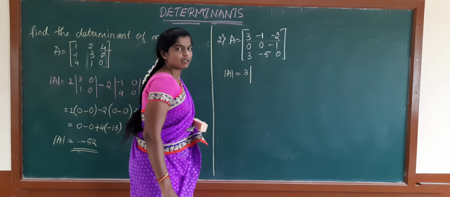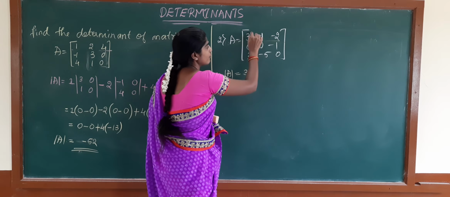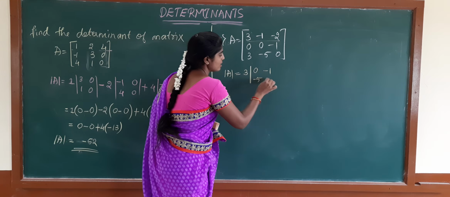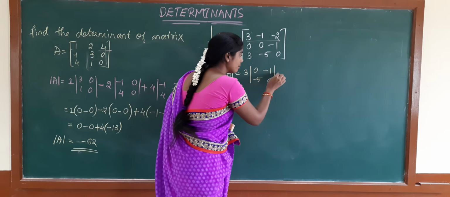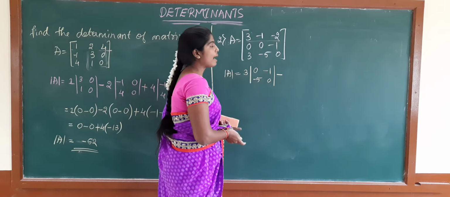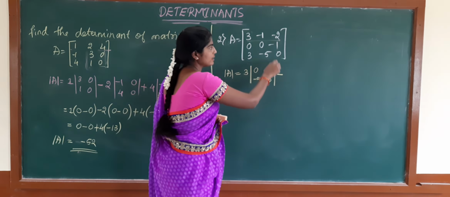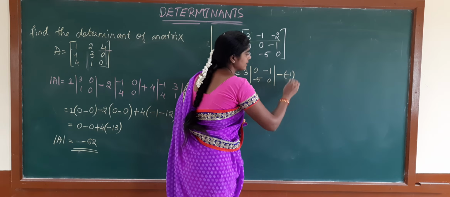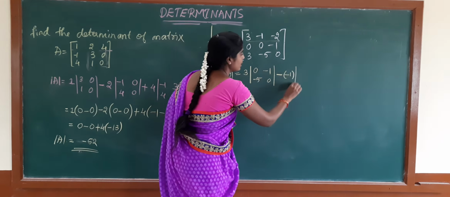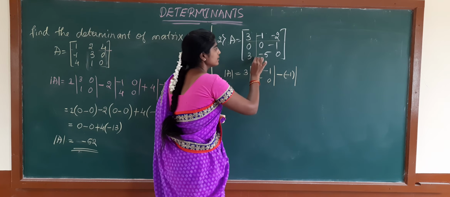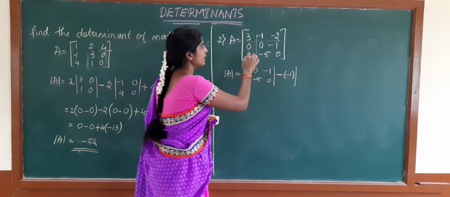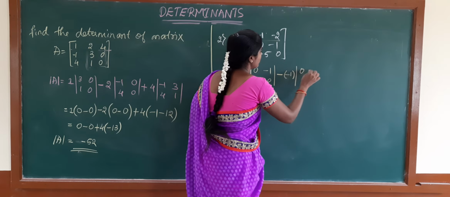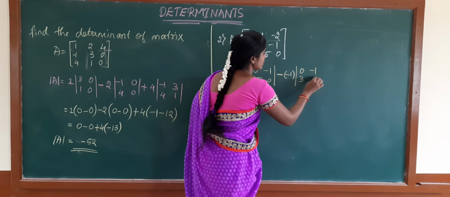Next we have to take the determinant. Leaving the first row and first column, what remains is 0 -1 -5 0. Next we have to take minus. First write minus, then see which element is there. So write minus, here the second element is -1. So we have to write -1 as it is. Then we have to take the determinant. So first row second column. Leaving the first row second column, what remains is 0 -1 3 0. That is 0 -1 3 0.